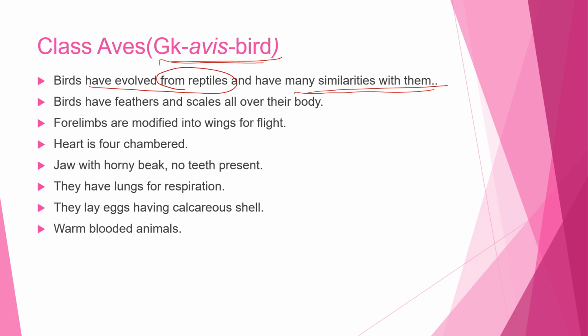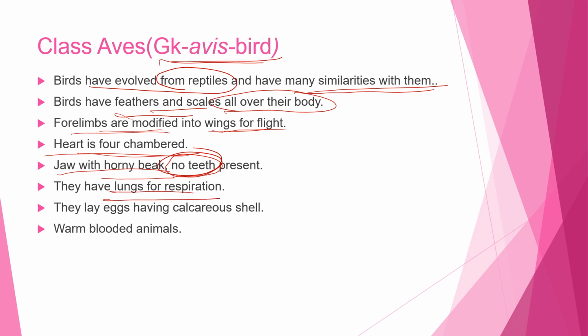Birds have feathers and they have scales all over the body. The forelimbs are modified into wings for flight. The heart is always four-chambered in Aves. The jaw has a horny beak and no teeth are present. So in this class no teeth are present. They have only lungs for respiration. They lay eggs and the egg always has a calcareous shell. Now they are warm-blooded animals.